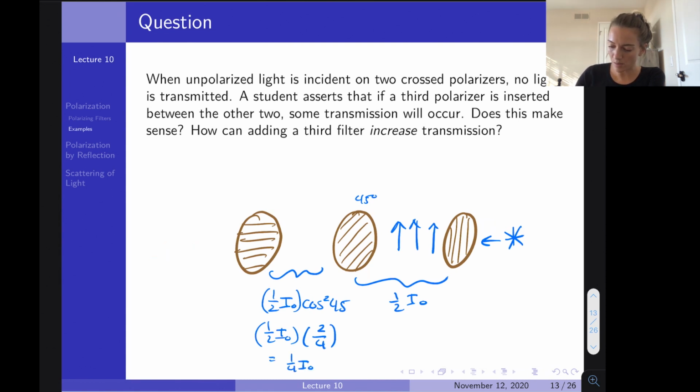And now the light that emerged from here is polarized at this 45-degree angle. So now the angle between this light and this polarizer is 45 degrees instead of 90. We'll take this intensity, because this is the intensity that was hitting that third filter. So we have 1/4 I naught, and then we have another cosine of 45 there. So we can see here that it's not 0, right? This is actually going to be 2 over 4 again.